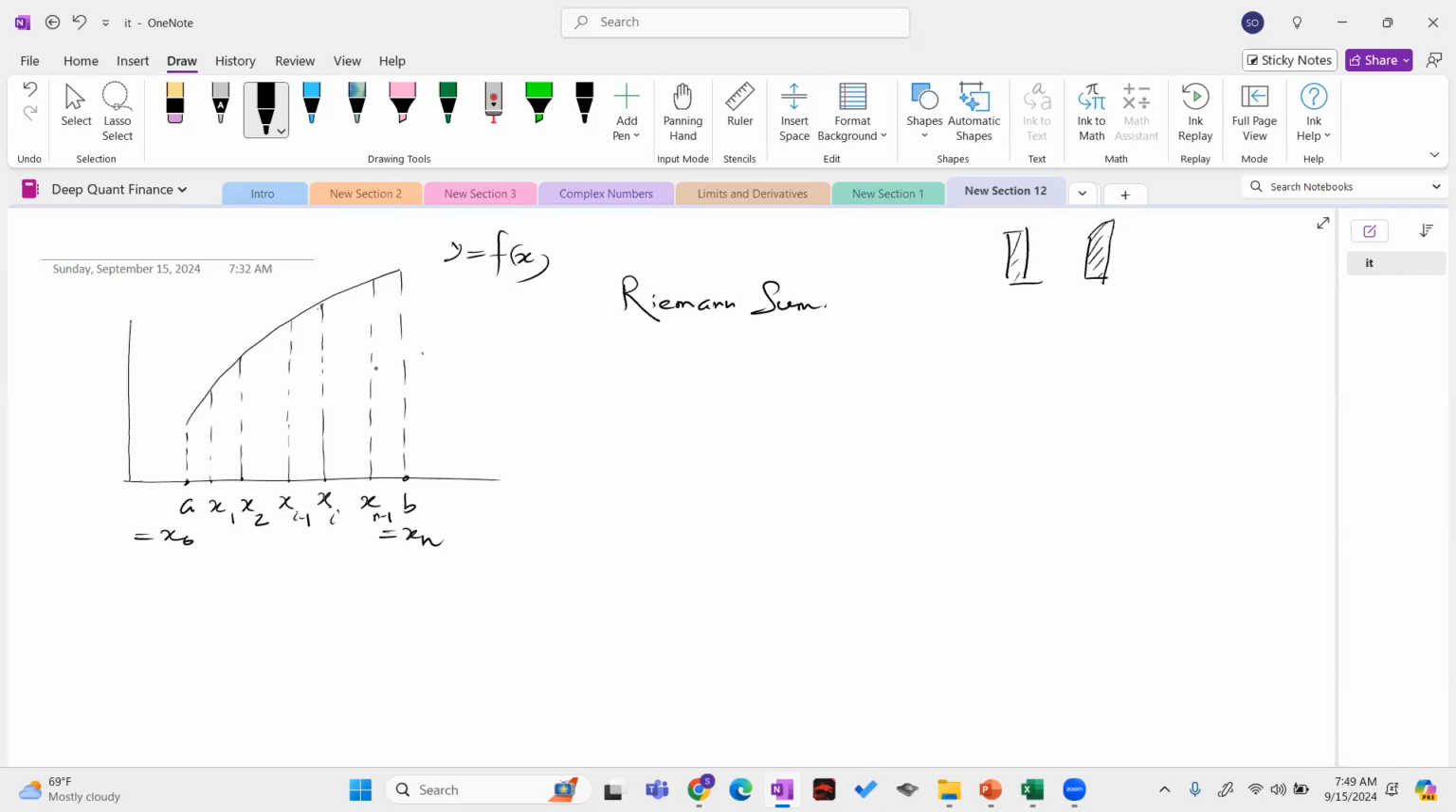Now tell me one thing. What is the area? Let me write the total sum of areas is equal to what? Tell me the area of the first region. If we pretend that this is a rectangle, then what would be the area? Each of these widths is actually just h, and I can write h equal to (b minus a) by n. What's the area of the first strip?